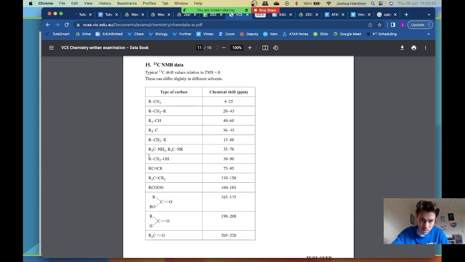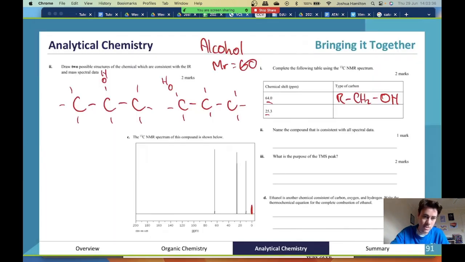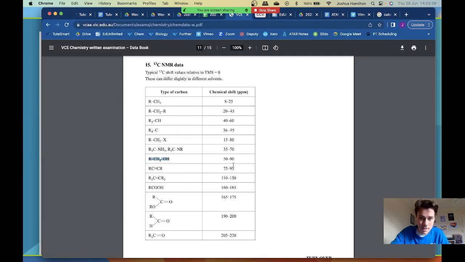Well, what are the peaks at 64 and 25? The peak at 64 is probably going to be this here. That makes sense, so this is going to be RCH2OH, and then my peak at 25 is going to be looking at this. You can't see what I'm writing, but that's what I wrote. Looking at this, I'd say probably this is your best, or maybe even this. I'm going to say it's that. So RCH2R, and it would make sense because it's probably fitting into this molecule here.